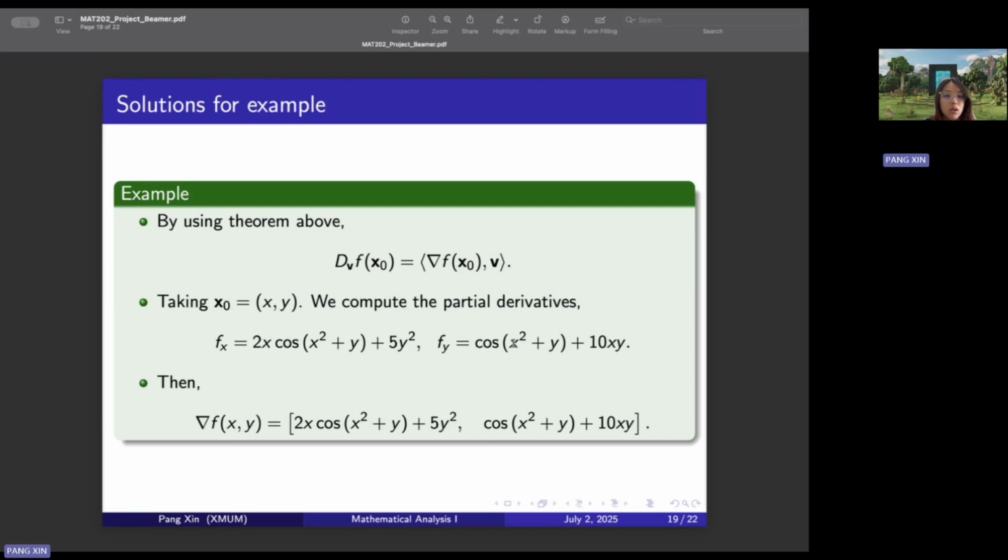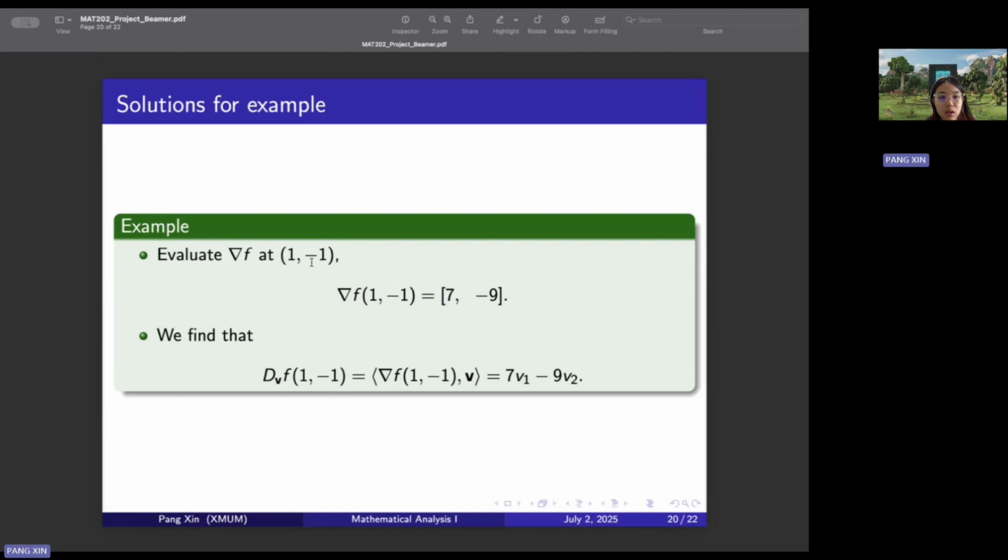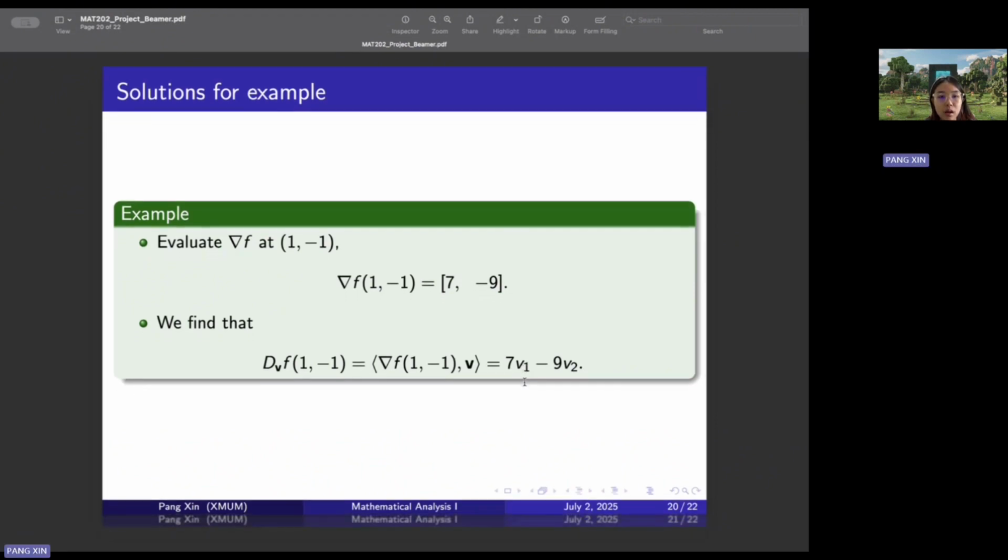So we can substitute fx and fy into the gradient, and we get this. Moving on, we can find the gradient at the point (1, -1), we get (7, -9). We find that the directional derivative at the point (1, -1) equals 7v1 - 9v2. That's all for the example.